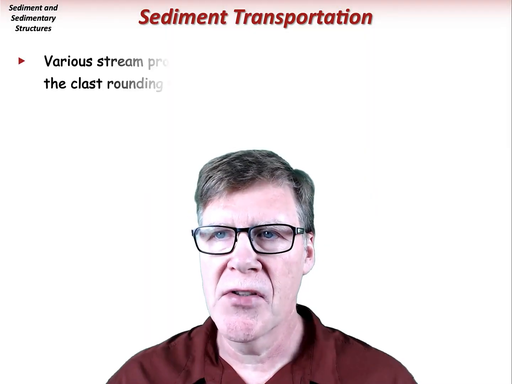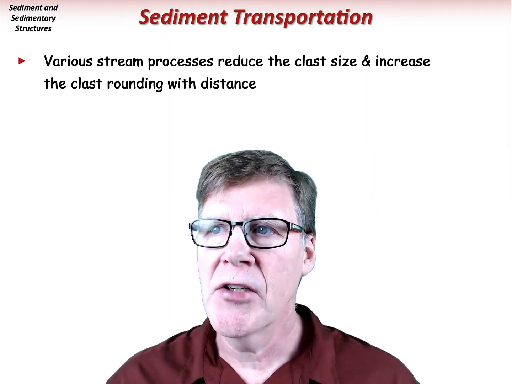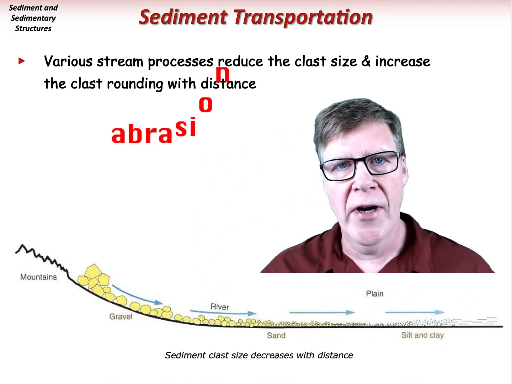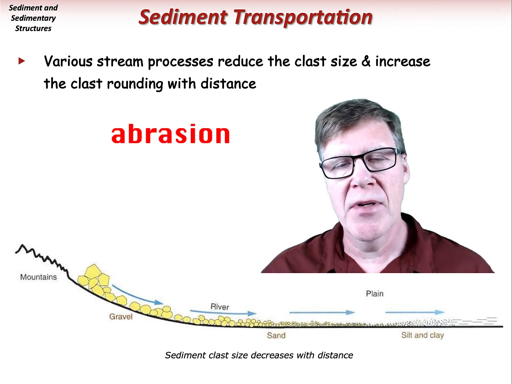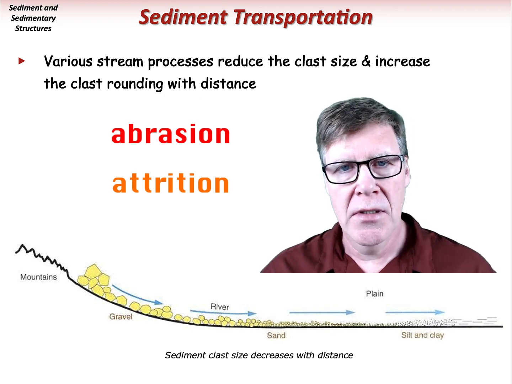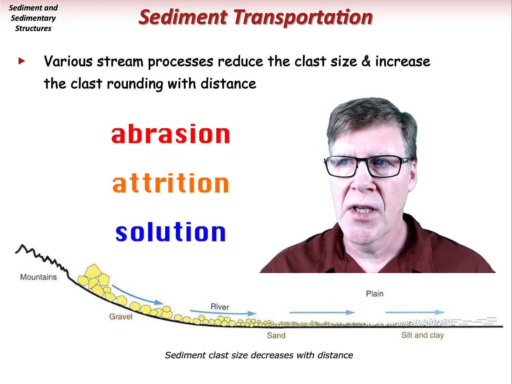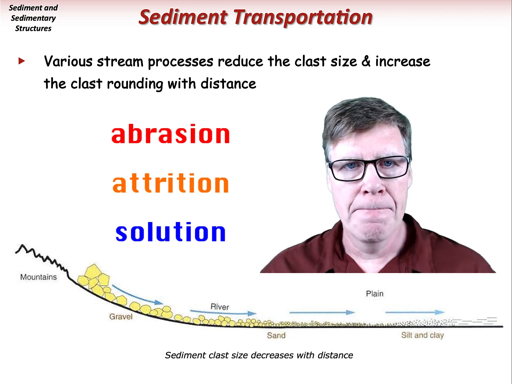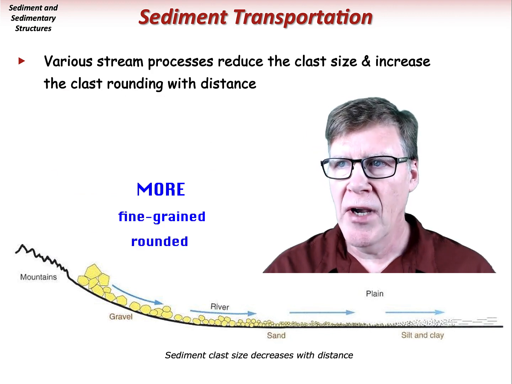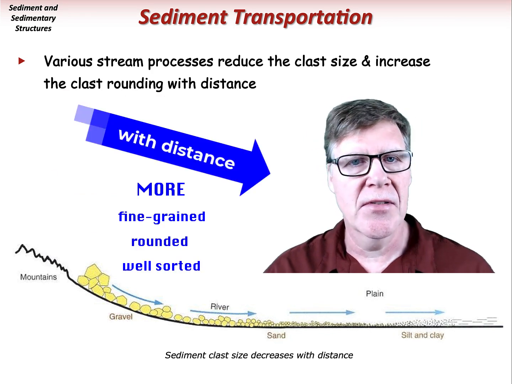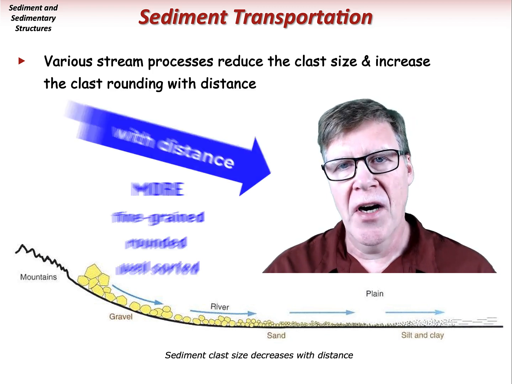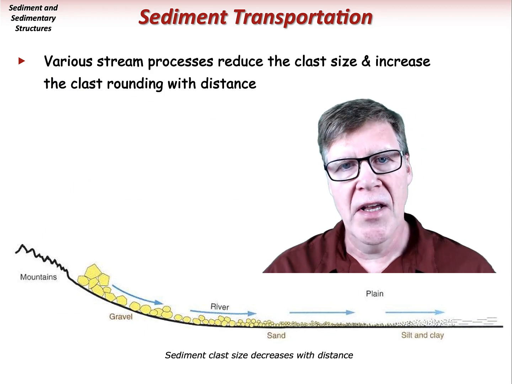Various stream processes reduce the clast size and increase the clast rounding with distance. These processes include abrasion, where particles impact the stream channel walls, attrition, where particles impact each other, solution, where the particles are dissolved into the stream water, etc. Sediment progressively becomes more fine-grained, rounded, and well-sorted with increasing distance of transportation. These characteristics are eventually lithified into the rocks formed from this sediment.